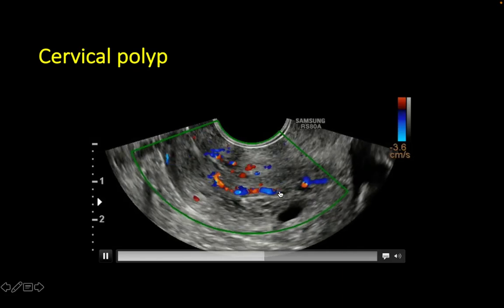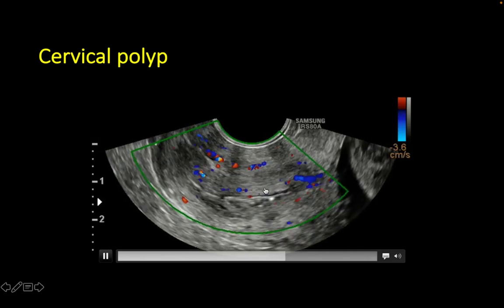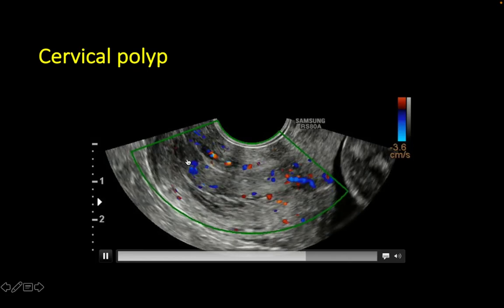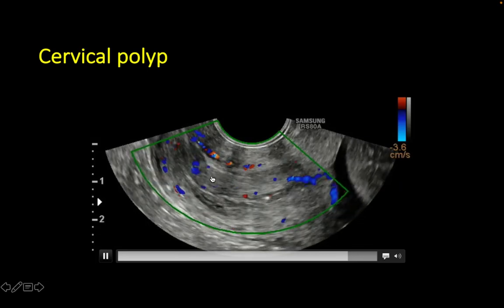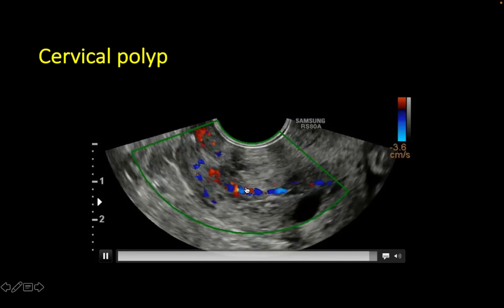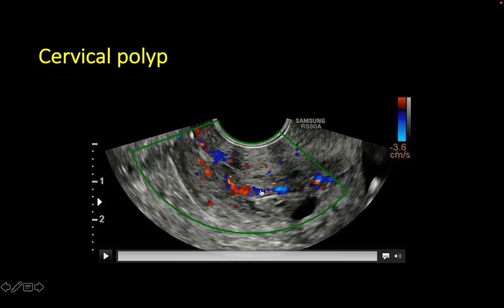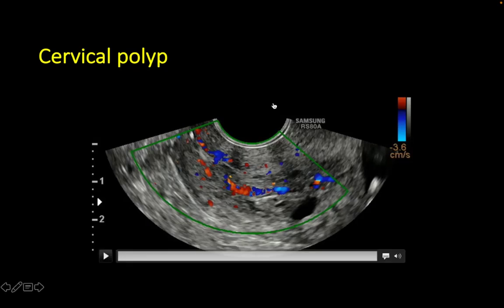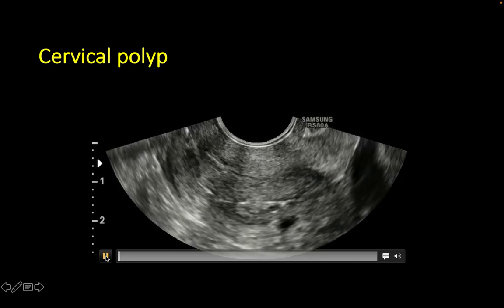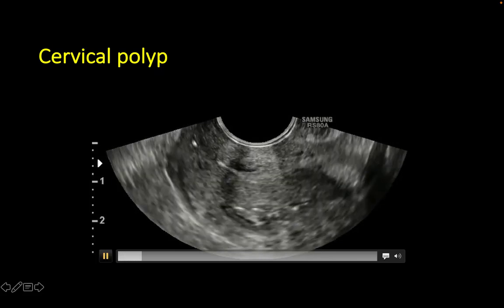And now I've switched on color Doppler just to show you the vascular pedicle to confirm that this is actually a polyp in the cervical canal, because normal cervix does not show a vascular pedicle in the central part like this. In fact, normal cervix hardly has any vascularity, and the cervical canal has no vascularity whatsoever. So presence of this linear pedicle in the center suggests that there is a polyp in the endocervical canal. And this was again a cause of spotting in this gravid patient.